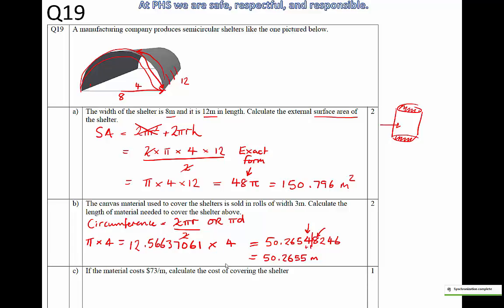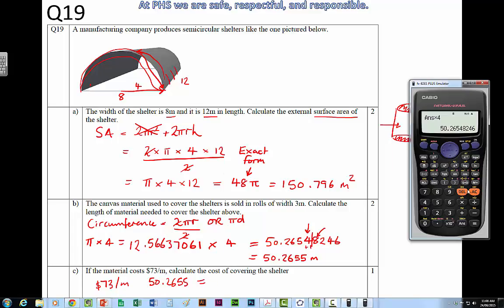All right, cool. So part C, last one. If it costs $73 per meter, calculate the cost of covering the shelter. So we've got $73 a meter, and we need 50.2655. So what are you going to do to figure out your final answer? Well, we need to multiply them. So we've already rounded, so we need to use this number, 50.2655, times 73.